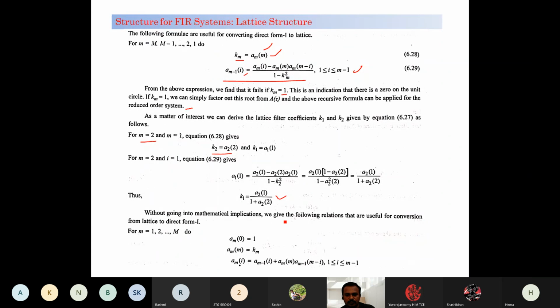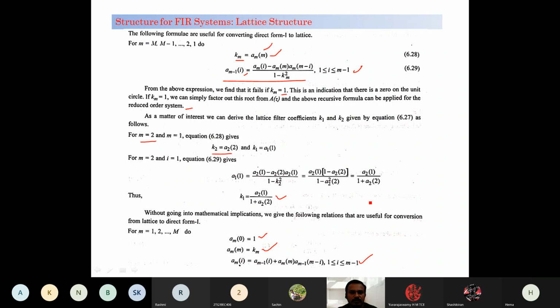Generally, there are a few definitions with respect to these coefficients. a m of 0 is always 1, and a m of m is always k m. For any ith term of the coefficient for that particular order, a m of i is nothing but a m minus 1 of i plus a m of m into a m minus 1 of m minus i. These are the three basic equations with respect to the coefficients.